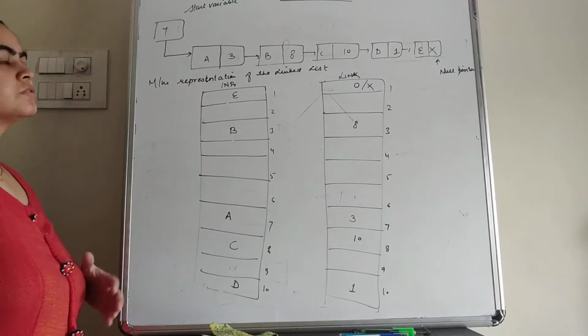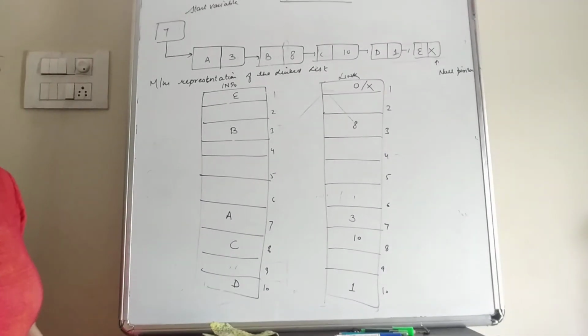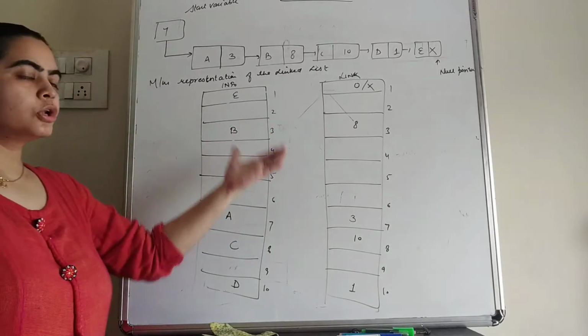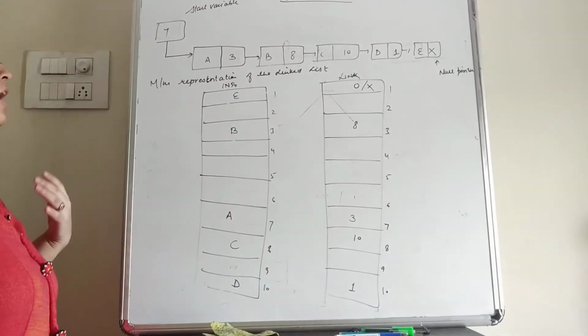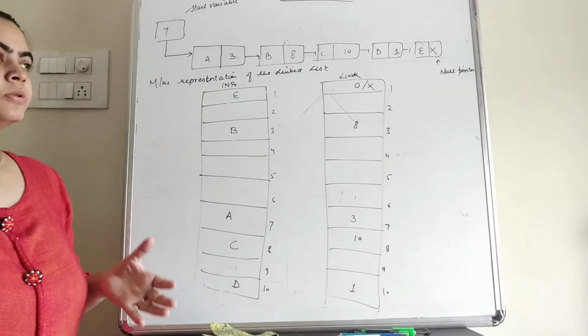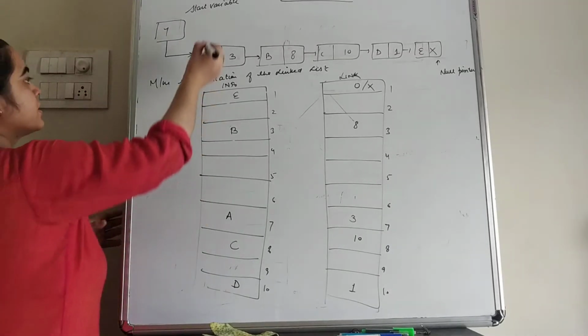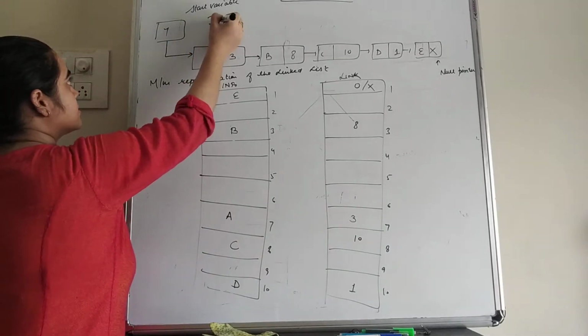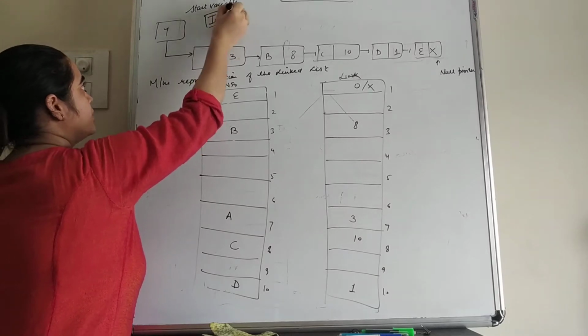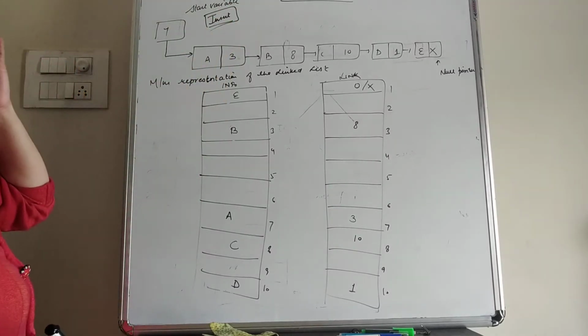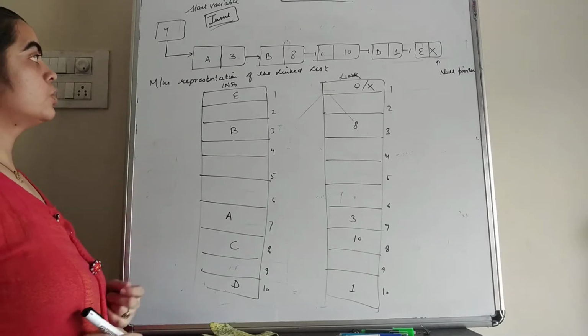Now after this we can see how we can insert the data, or how we can insert the node within the linked list, and how we can delete any node from the linked list. So first we can see how to insert a data element into the linked list. How can we insert the node into the linked list?